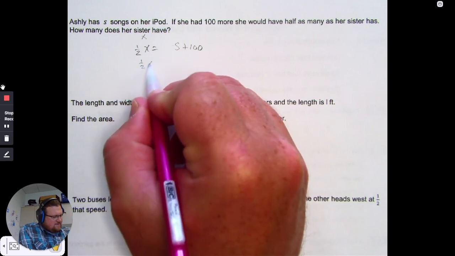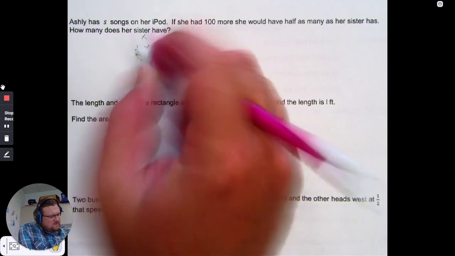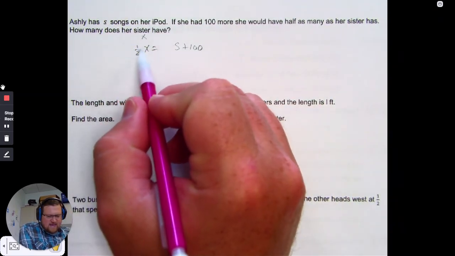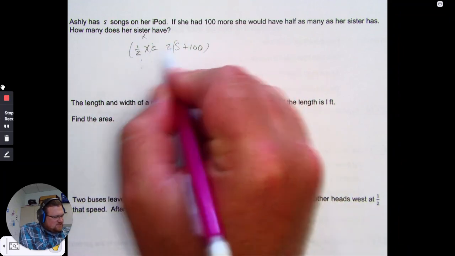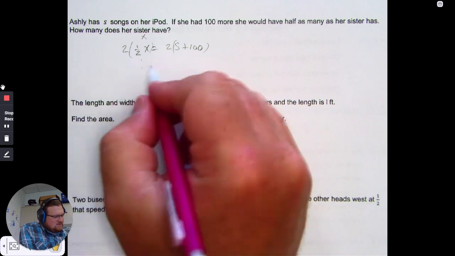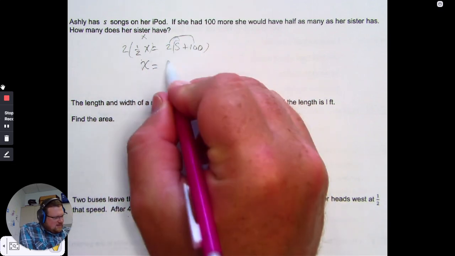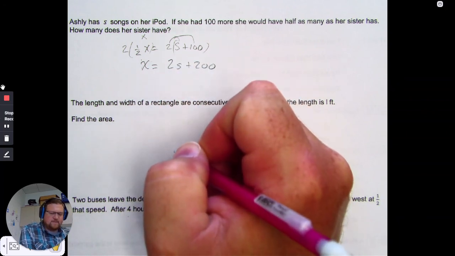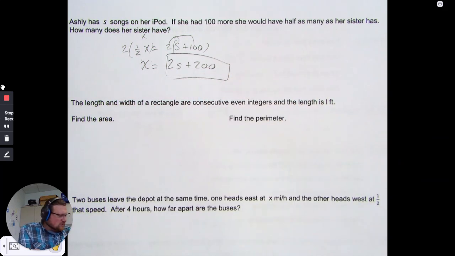So half of X, there's nothing to simplify down yet, but we do want to get rid of this 1/2, right? So that means we need to multiply both sides by 2. So X equals 2S plus 200. So that's how many songs her sister has on her iPod.